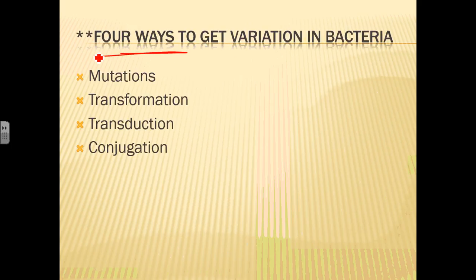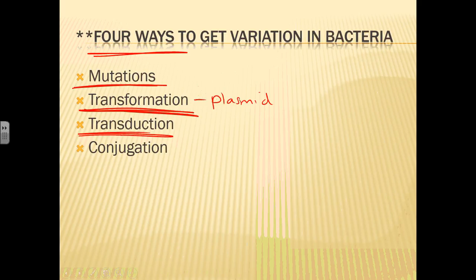So there's really four ways that bacteria can get genetic variation. One, their DNA can mutate. Transformation, the plasmid, they can transfer DNA by plasmid. Transduction, this is where they're using viruses. And conjugation, where they have a tube connecting them.